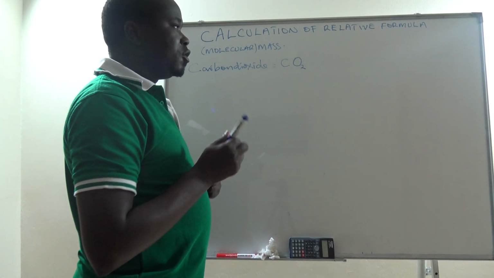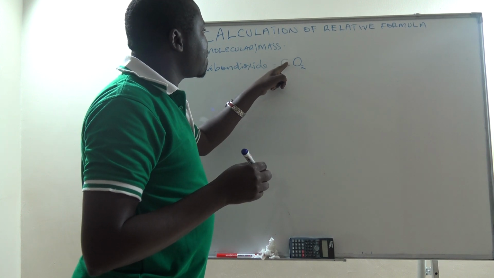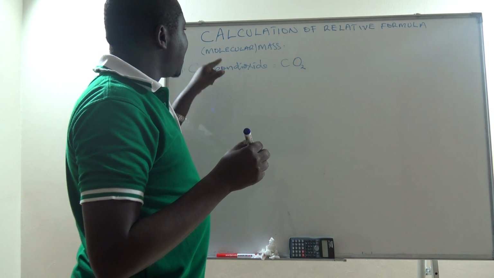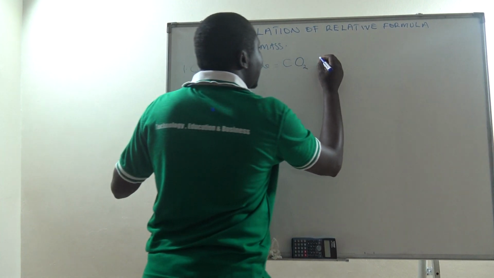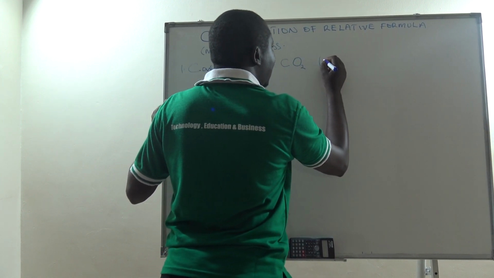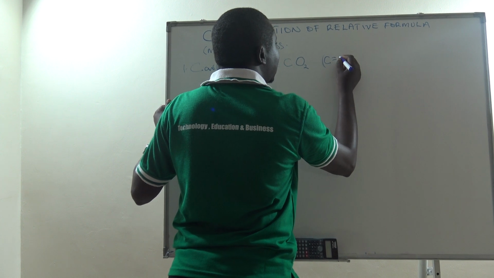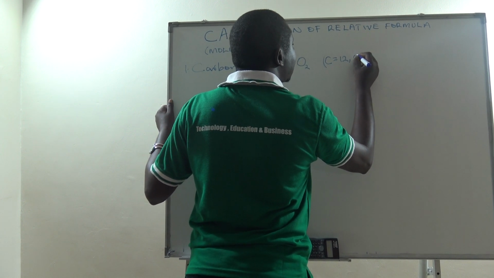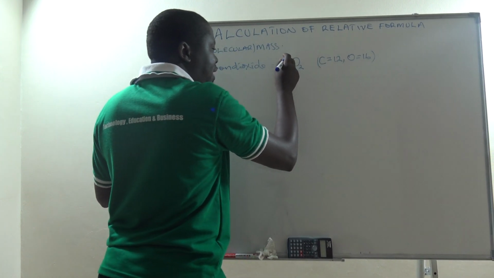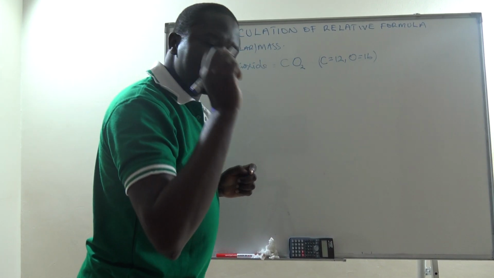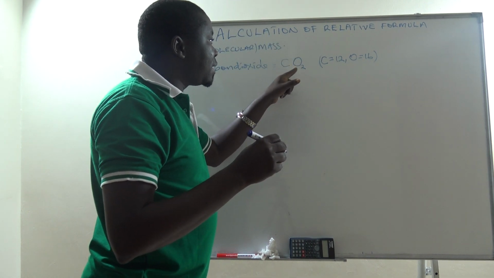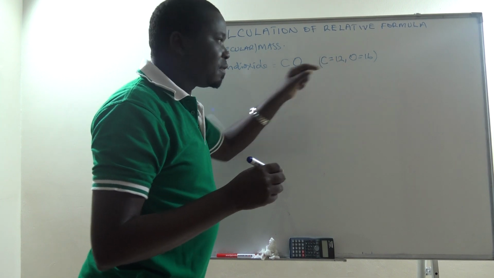Now we are going to add the relative atomic masses of these elements together to give us the relative molecular mass of carbon dioxide. The relative atomic masses of these elements are given: the relative atomic mass of carbon is 12, the relative atomic mass of oxygen is 16. So we shall add these together. You must count the number of atoms carefully. So you will multiply the number of atoms of each element by the relative atomic mass of that element.